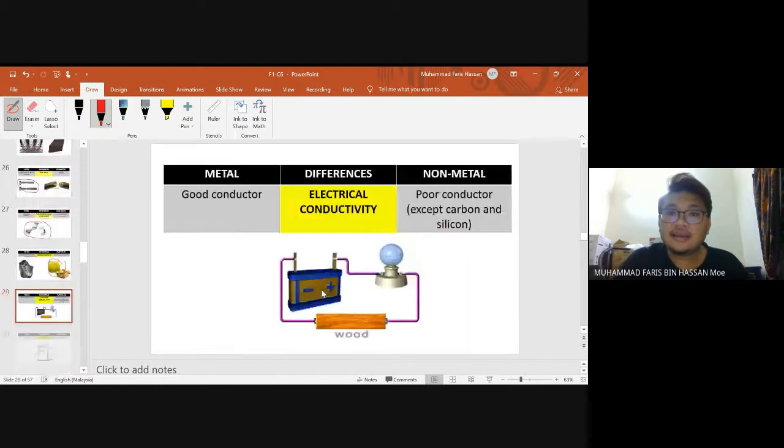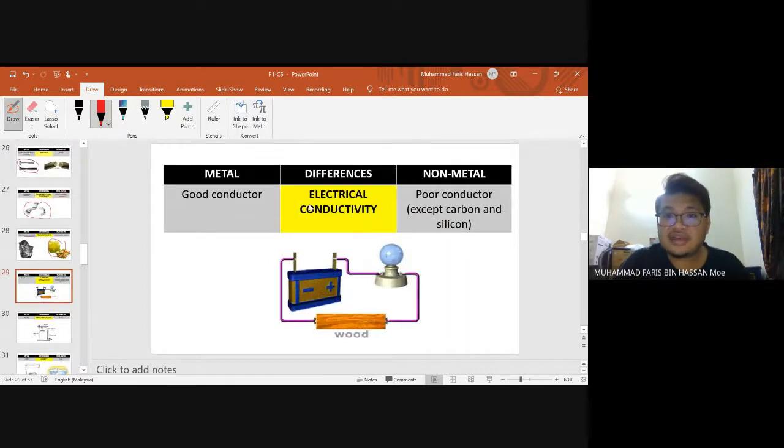Okay. And then the next difference is electrical conductivity, where metals are good conductors, while non-metals are poor conductors, except for carbon and silicon. This means that both carbon and silicon can conduct electricity. Sorry for the wrong pronunciation. Actually, both carbon and silicon can conduct electricity.